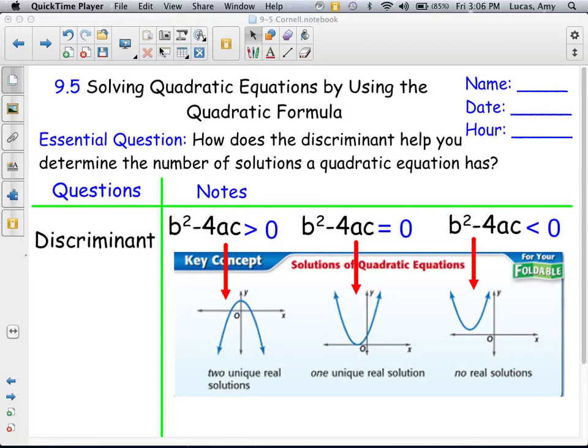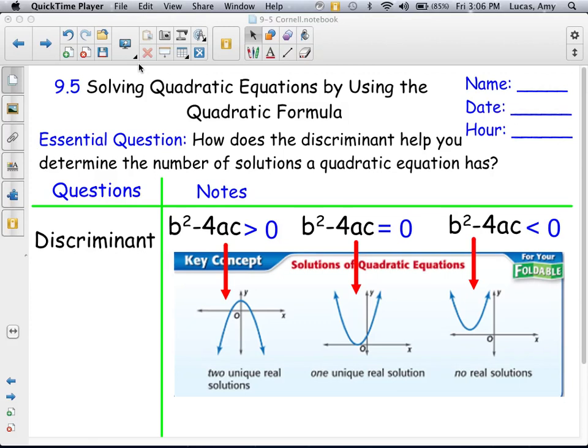Equations by using the quadratic formula, day 2. Our essential question today is, how does the discriminant help you determine the number of solutions a quadratic equation has? Now the discriminant is b squared minus 4ac.